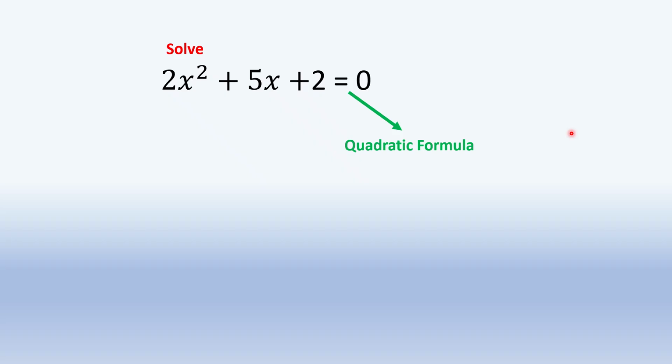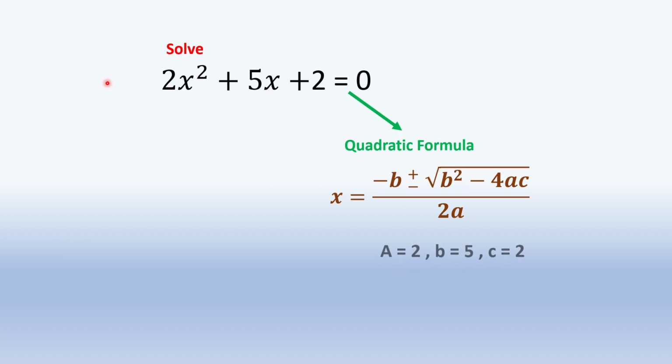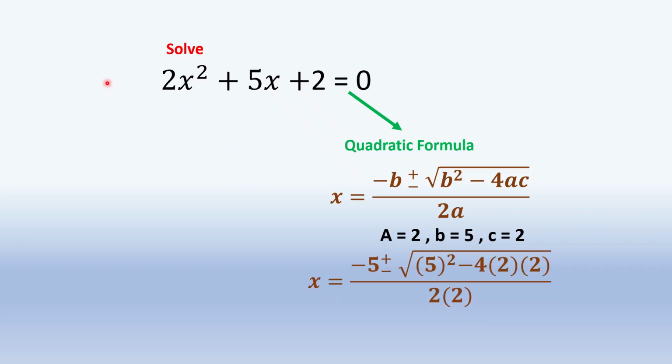Now to solve, if the question says solve, we use the quadratic formula. That's the easiest way. Don't think of factorization if the question says solve. So the quadratic formula is this. We have a, b, and c. Instead of a, b, and c, just substitute these values. A is 2, b is 5, c is 2. Now if we write these in the quadratic formula, we'll get the value of x.